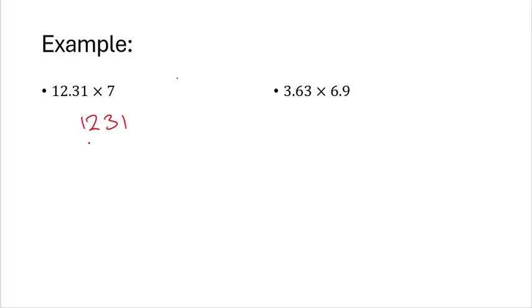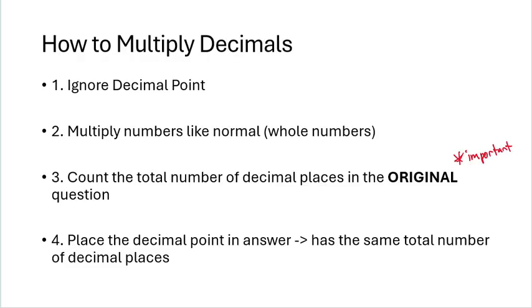So 1,231 times 7. 1 times 7 is 7. 3 times 7 is 21. Put in the 1, carry the 2. 2 times 7 is 14. 14 plus 2 is 16. Carry the 1. 1 times 7 is 7, plus 1 is 8. So we did step 1 and step 2.